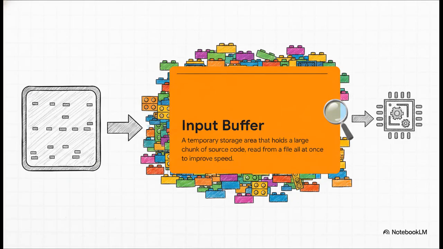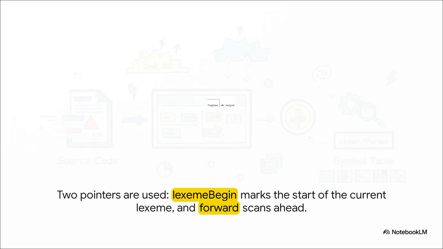First off, what even is a buffer? It's really just a temporary holding area in memory. Instead of reading your code one character at a time from a file, which is super slow, the system just grabs a big chunk of it, like, say, 4,000 characters, all at once and dumps it into this buffer. It's kind of like grabbing a whole box of Legos instead of just one tiny brick at a time. Now, to manage this buffer, the system uses two little pointers. One is called lexeme-beginning, and it just marks the start of whatever word we're currently looking at. The other one, the forward pointer, scans ahead one character at a time to find where that word ends.